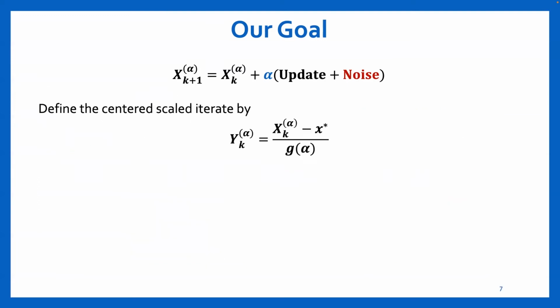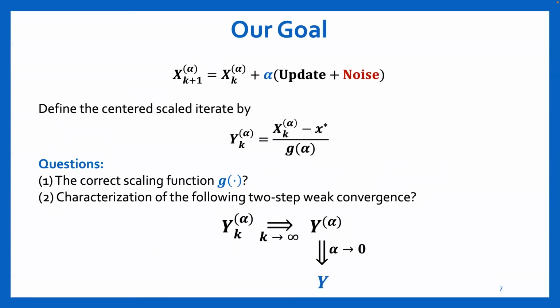To summarize, we define the centered scaled version of x_k by y_k here, and g of alpha is the scaling function. Our goal is to first find the correct scaling function g of alpha, and then under that, we want to characterize the following two-step weak convergence. We first let k go to infinity, and then y_k of alpha converges to some y of alpha, which is different for different alpha. Then we let alpha go to 0, and y of alpha will further converge to some y. This is analogous to the heavy traffic analysis in stochastic networks.